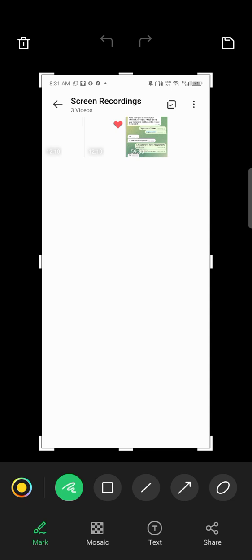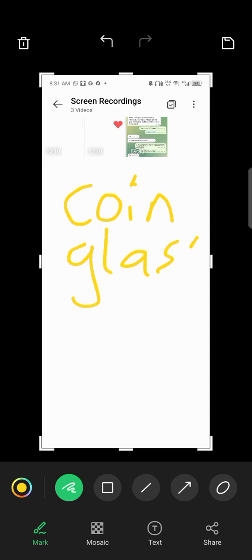So CoinGlass, let me write it for you. CoinGlass, I have coin and glass. CoinGlass is an app. It's free, so you just download it on your Apple Store or Play Store, and then you log in with your email address, then it sees you as a user, and you are good to go.